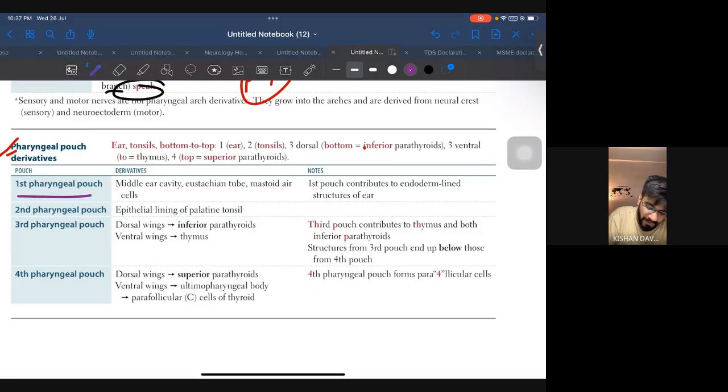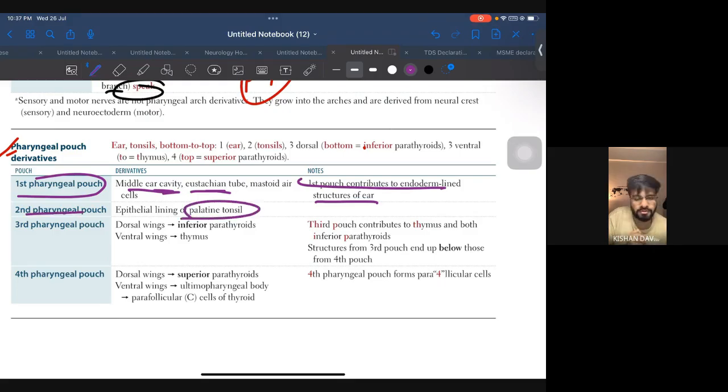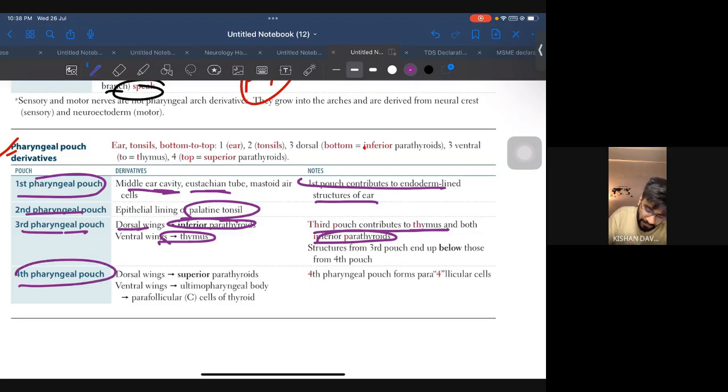Let's just see first pharyngeal pouch, middle ear cavity, eustachian tube. First pouch contributes to the endoderm lined structures of ear. Okay. Second pharyngeal pouch, palatine tonsils. Palatine tonsils is important. Third pharyngeal pouch में inferior parathyroid, dorsal wing, inferior parathyroid, and thymus also. Third pouch contributes to thymus and both inferior parathyroid. And fourth pharyngeal pouch is superior parathyroid and parafollicular C cells of thyroid.